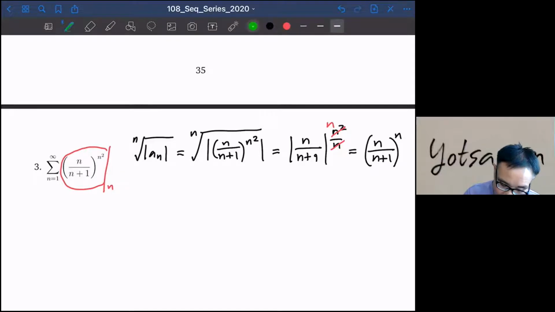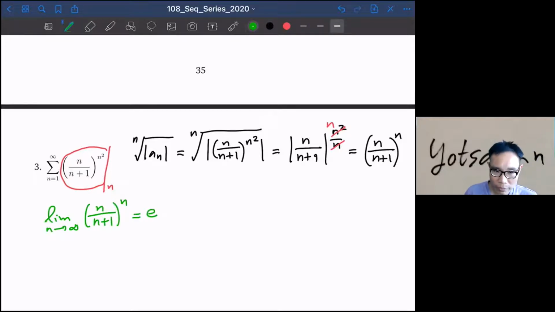And for this one, you're going to compute the limit as n goes to infinity of (n over n plus 1) to the n. And this one will be applying the limit in terms of e. So this one is going to be e, and you have the limit as n goes to infinity.